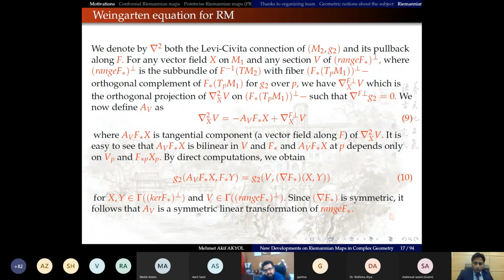We have the same geometry in Riemannian maps. So if you want to understand Riemannian maps, you should learn submanifold theory, because in submanifold theory we are starting from the submanifold story.